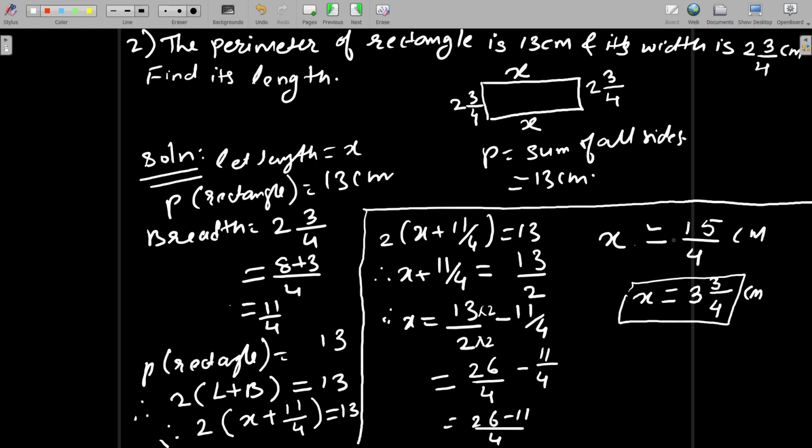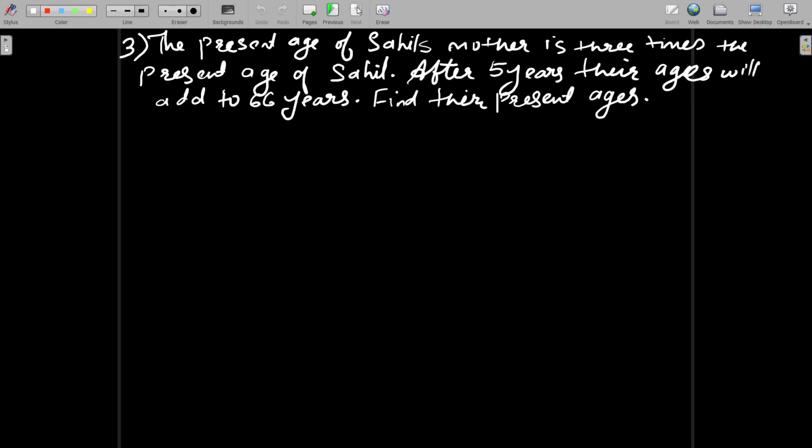Now let's move on to the next example, which is related to ages. Here if you see, 4 3s are 12, 12 plus 3 is 15, 15 by 4. Okay, now moving to the next example. This example is related to ages. These examples are more common. As we proceed to different classes, we get more of this kind of example to find the ages.